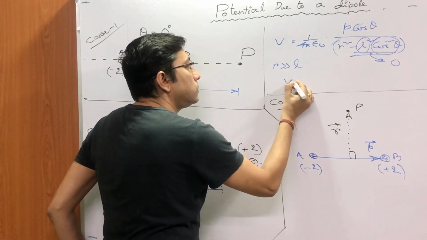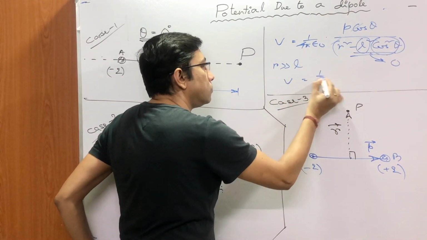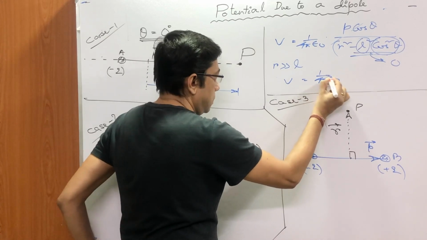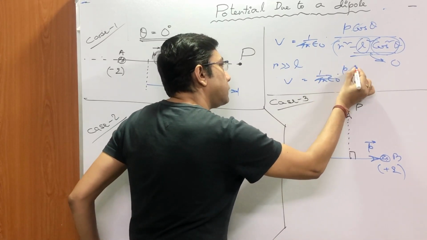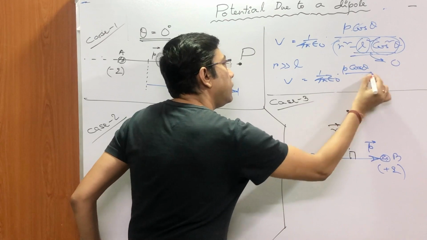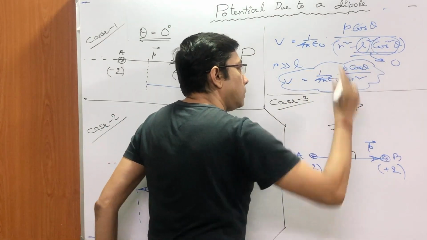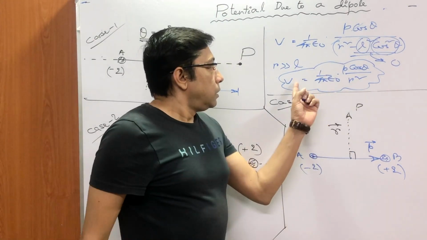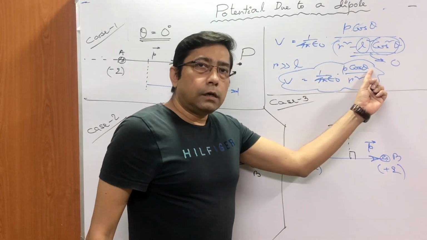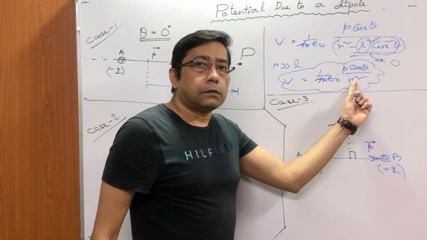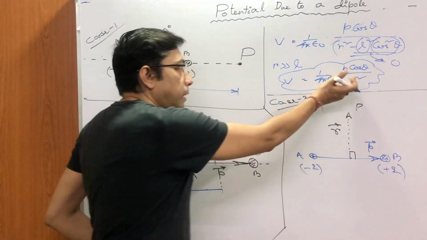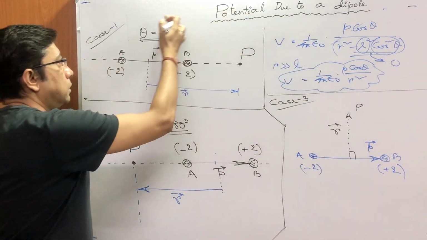So whatever remains is that special case: V is 1 by 4 pi epsilon naught into P cos theta divided by r square. So potential is dependent on theta and distance. Now let us come to special cases of this.